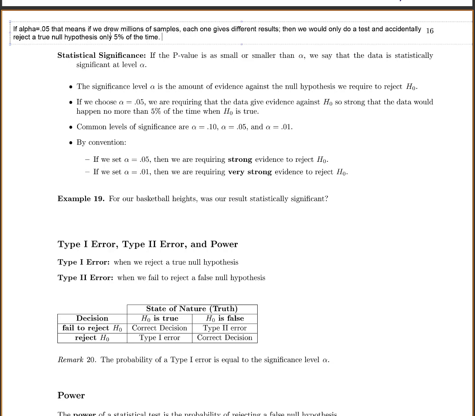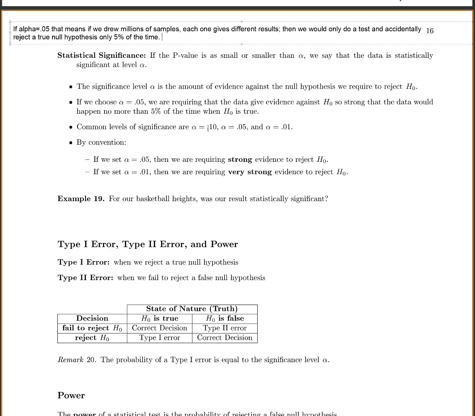And so we only have a really tiny percent chance of rejecting it when we're not supposed to. So we're pretty sure that the null was false. So if we choose alpha equals 0.05, we're requiring that the data give evidence against the null so strong that the data would happen no more than 5% of the time when the null is true.